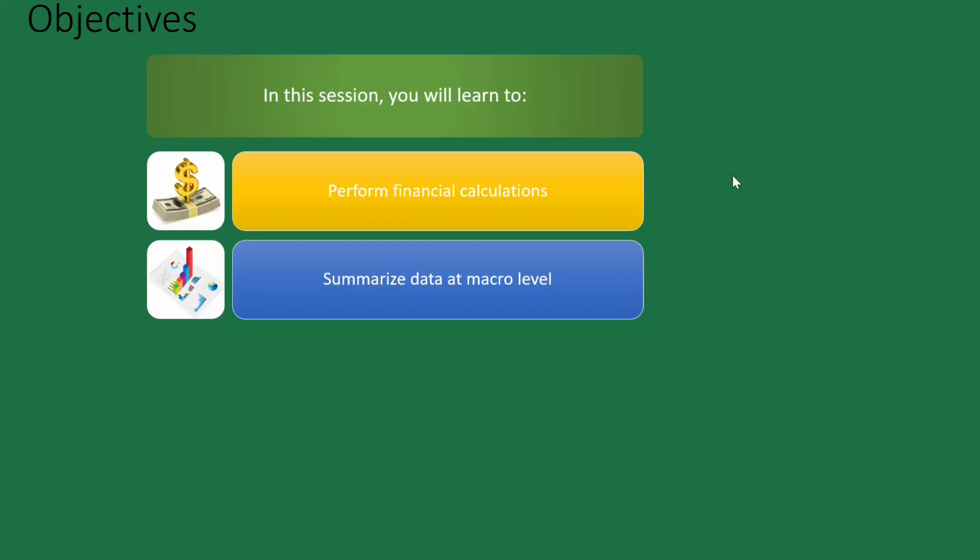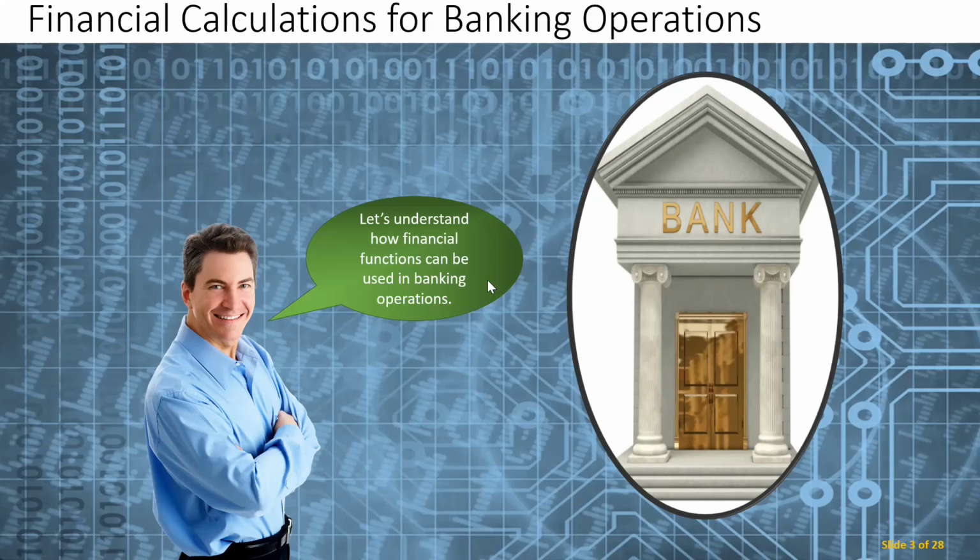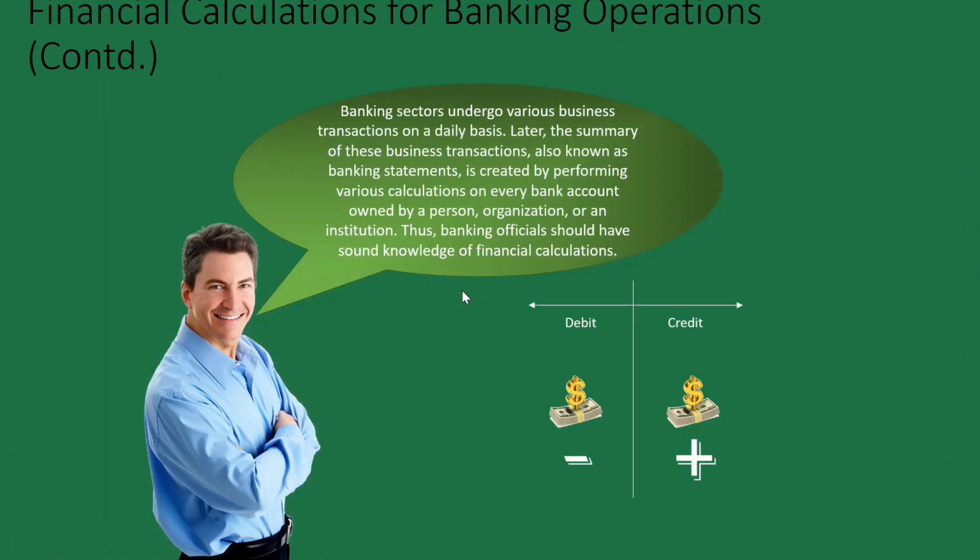So in this session, we will learn about performing financial calculations and summarizing data at macro level. This is the end of the chapter. So let's understand how financial functions can be used in banking operations. The banking sector undergoes various business transactions on a daily basis. Later, the summary of the business transactions is also known as the banking statements.